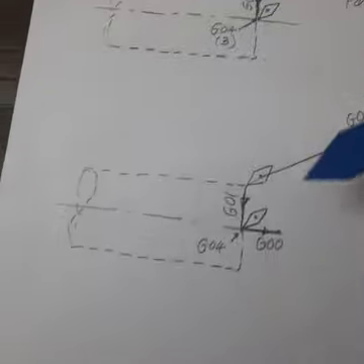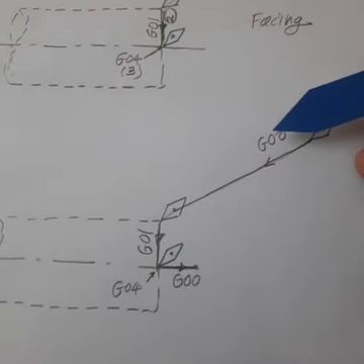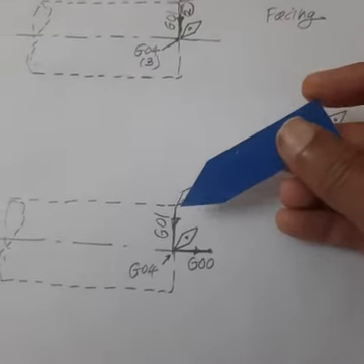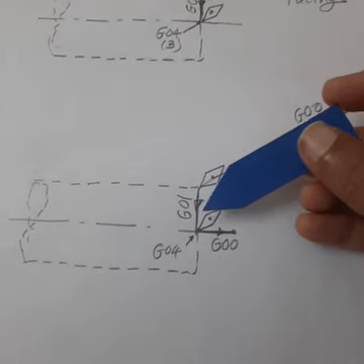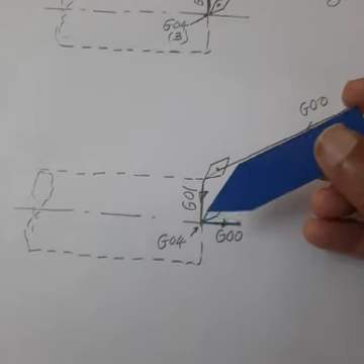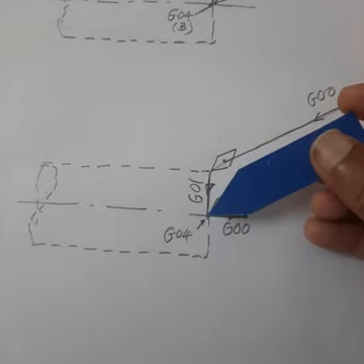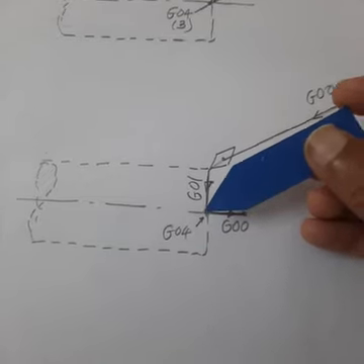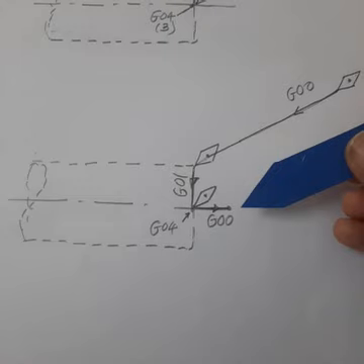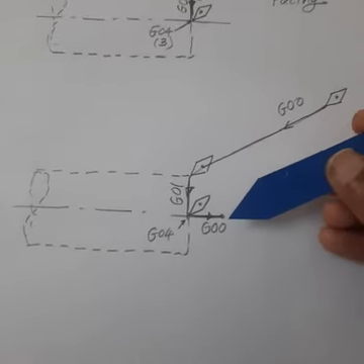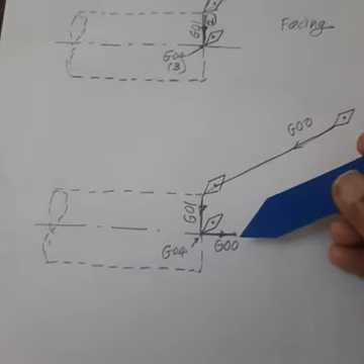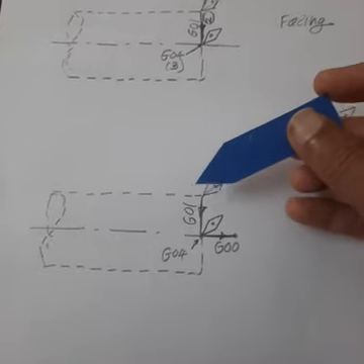Otherwise, the alternative is to make the tool come here, then move towards the center at a specific feed rate, then dwell for a certain period of time, then the tool can be taken towards this direction. In this way, the facing can be done with only one pass.